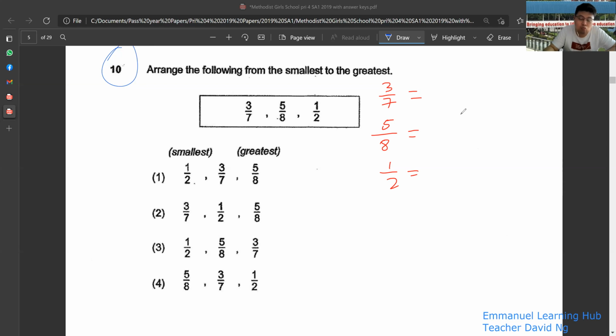7 and 8. What is the common multiple? What is 7 times 8? To find the common multiple, you just times the two numbers together. 7 times 8. 56. You get it in your head.